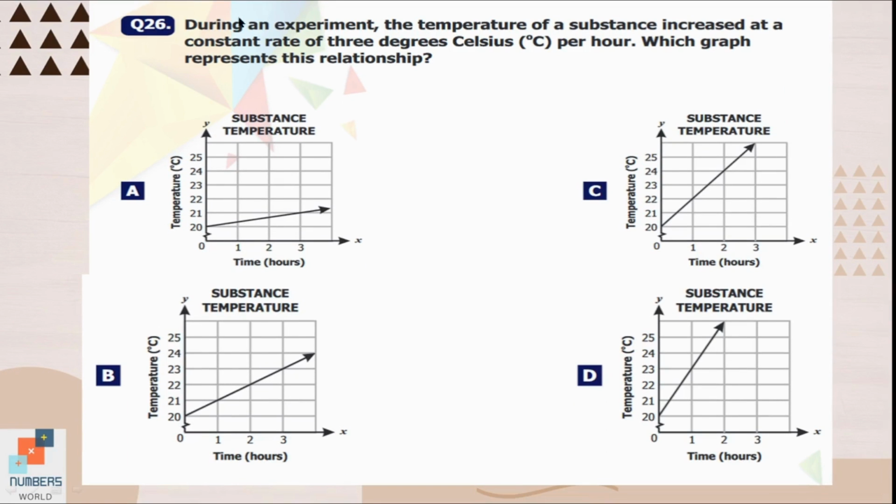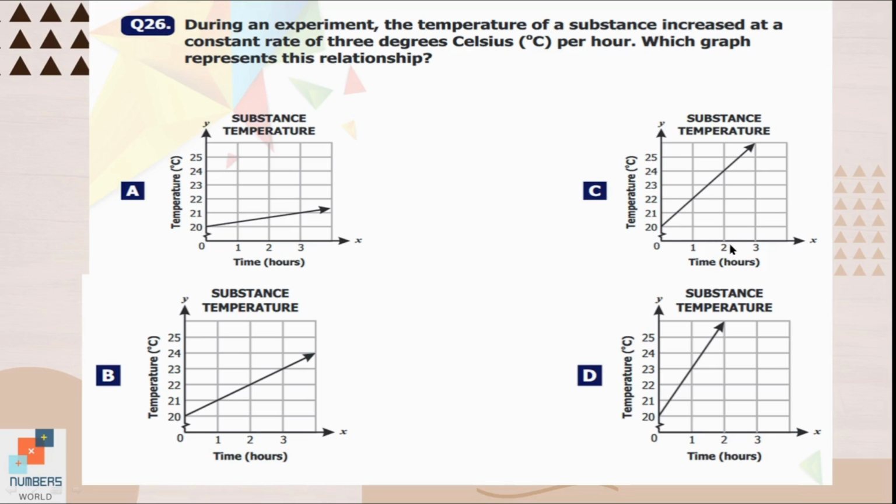Question number 26. During an experiment, the temperature of a substance increased at a constant rate of 3 degrees Celsius per hour. Which graph represents this relationship? So if we look at our first graph, the temperature is not clear at first and second hour, but it is 21 at third hour. So now let's look at our option B. Here, the temperature is 21 at first hour, 22 at second hour, and 23 at third hour. So temperature is increasing with a constant rate of 1 degree Celsius per hour.